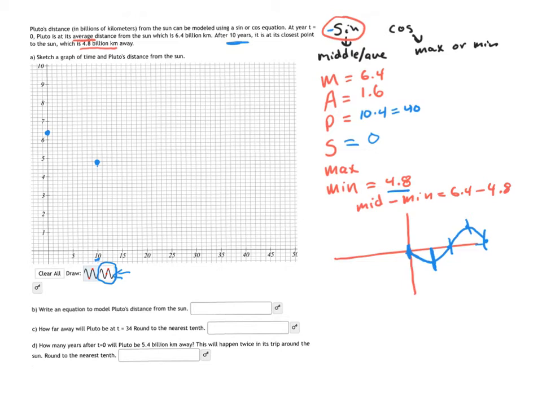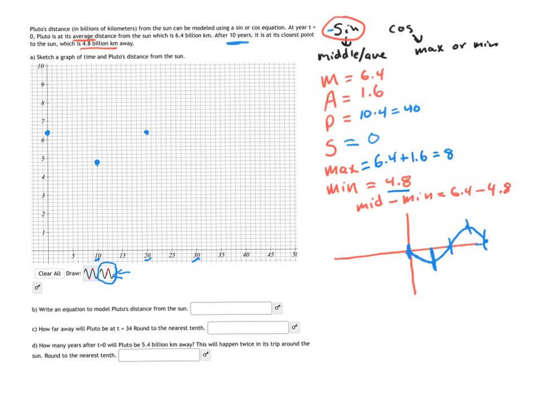So after another 10 years, I'll be another 1/4 of the way through, which will bring me back to the middle value or the average value. Then another 10 years, I'll be at the maximum value. Well, to find the maximum value, that's just the middle, 6.4 plus the amplitude, which is 1.6. And 6.4 plus 1.6 is going to give me 8.